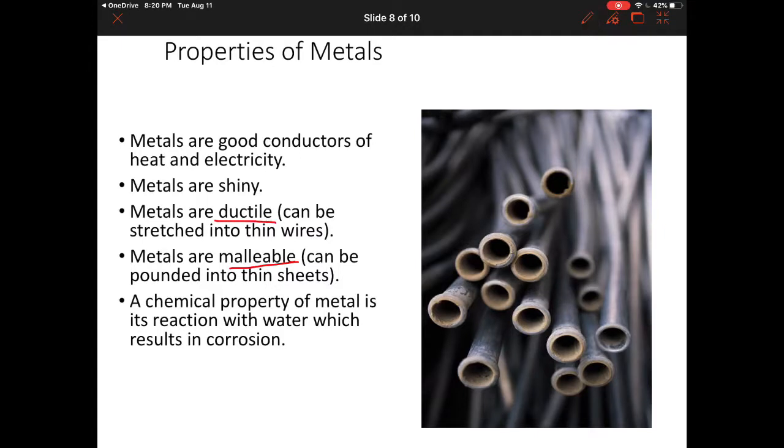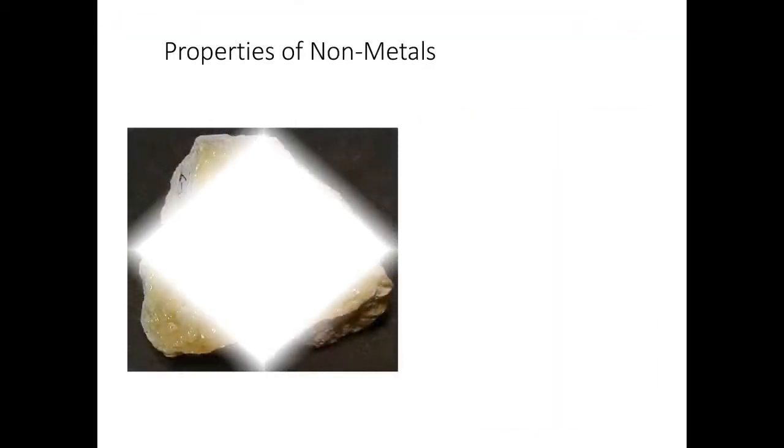And a chemical property, all of these were physical up here. They were physical properties. A chemical property of metal is that it reacts with water to produce some sort of corrosion. So they're corroded by water.